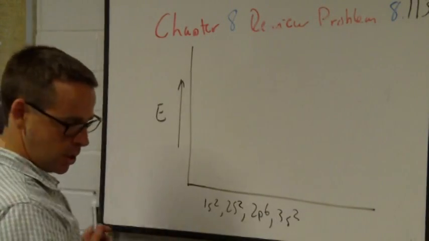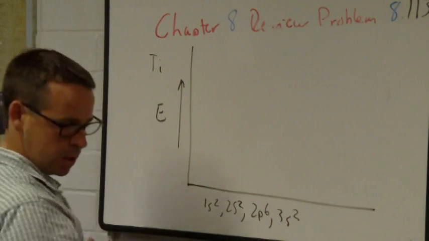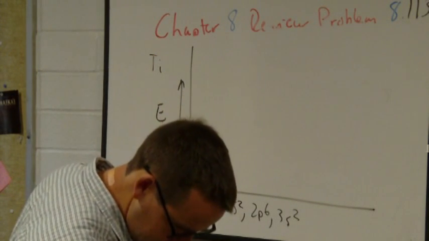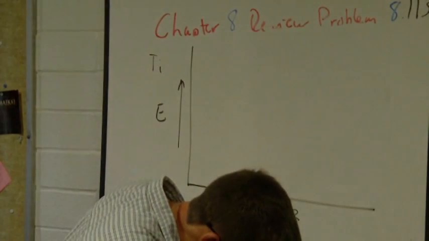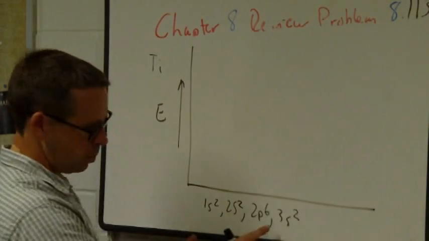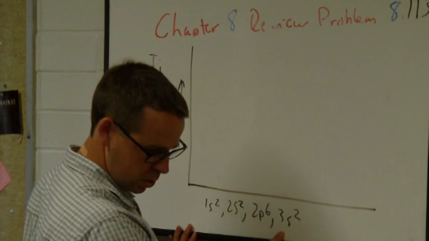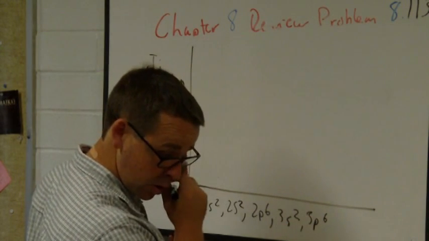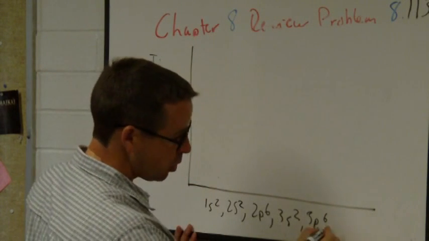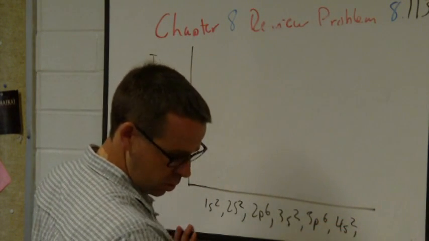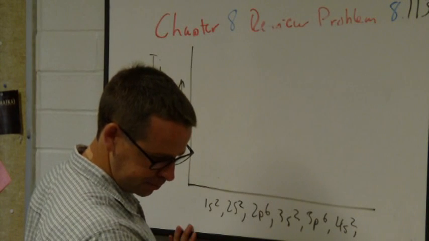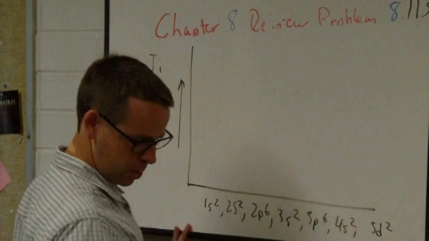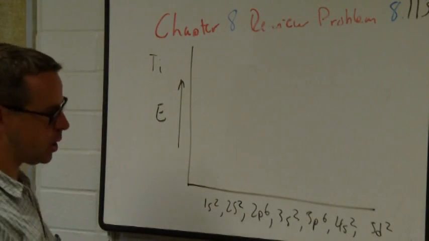And now we're going to do titanium. Titanium, right? Or is it thallium? Titanium. That is element 22. So we can pick up here with 3s2 from magnesium, 3p6 from aluminum to argon, 4s2 potassium to calcium, and then 3d2 from scandium to titanium.